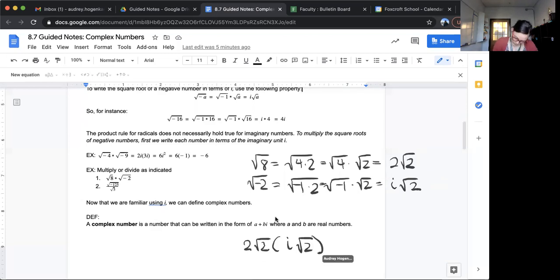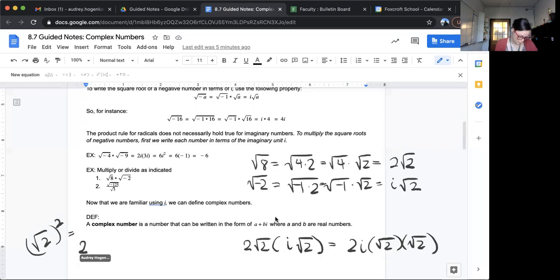And now, if we do a little bit of multiplication, that's going to be 2i times square root of 2 times square root of 2. Square root of 2 times square root of 2 is the same thing as square root of 2 quantity squared, which we know is just equal to 2. So we're going to have 2i times 2, which is 2 times 2, which is 4, times i. So our final answer is going to be 4i there.